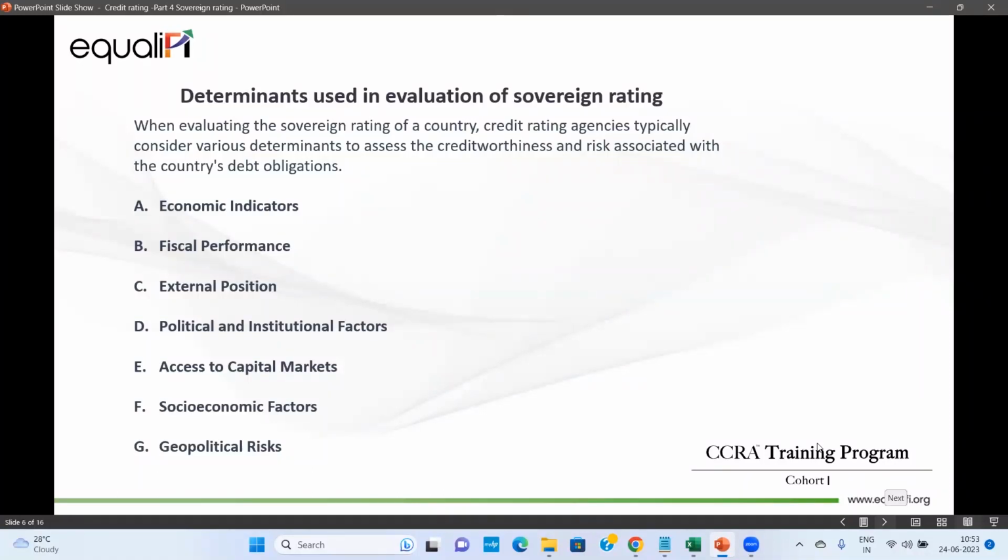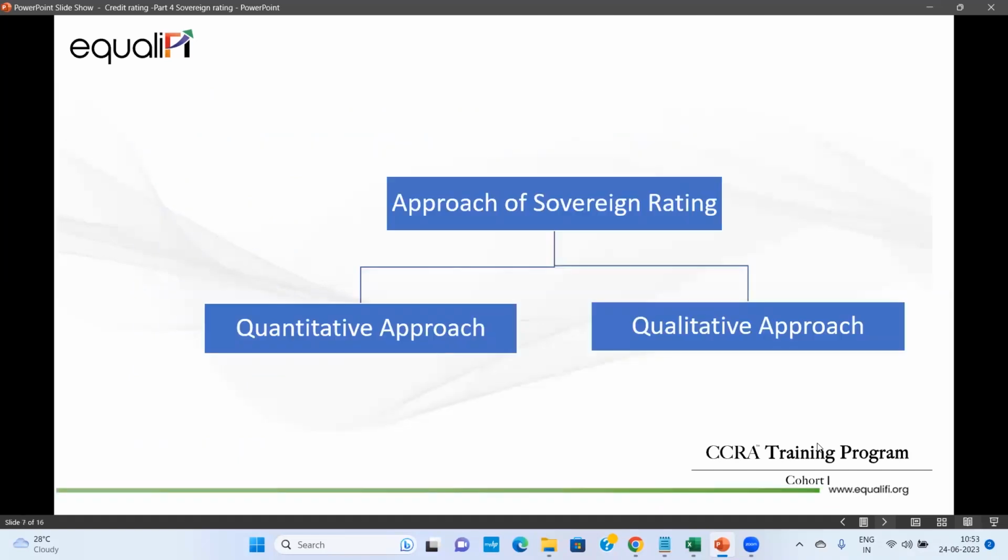These are some typical determinants which are used in evaluation of sovereign rating. One is economic indicators, fiscal performance, external position, political and institutional factors, access to capital markets, socioeconomic factors, and geopolitical risk. I will in fact elaborately discuss each and every factor.